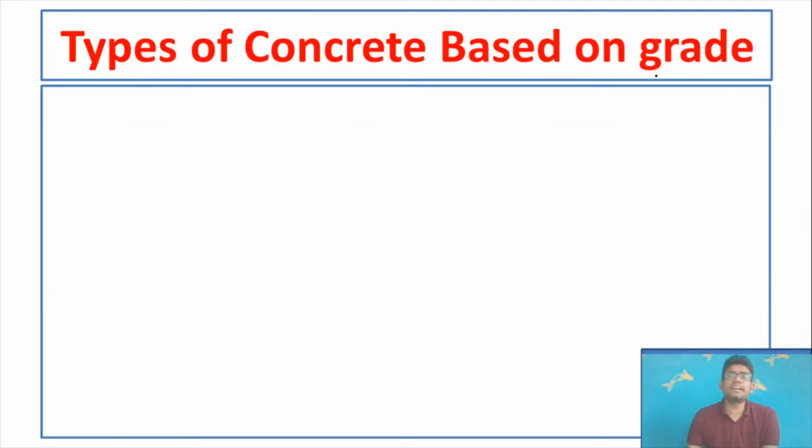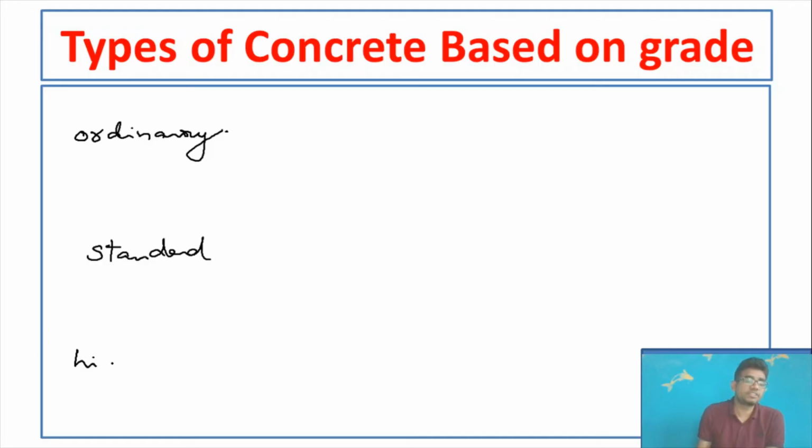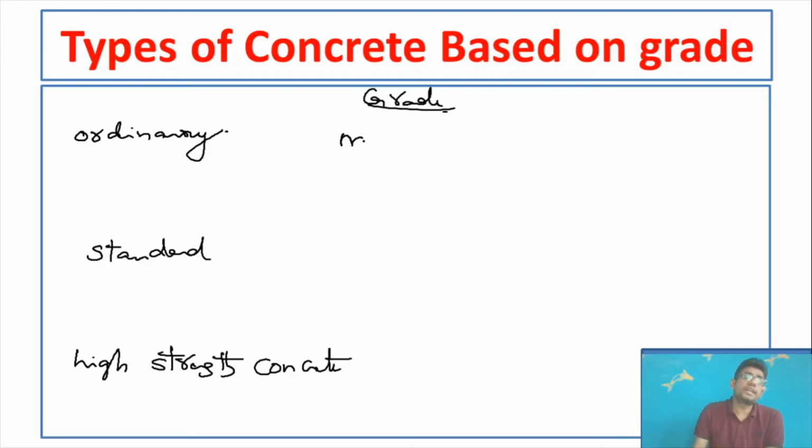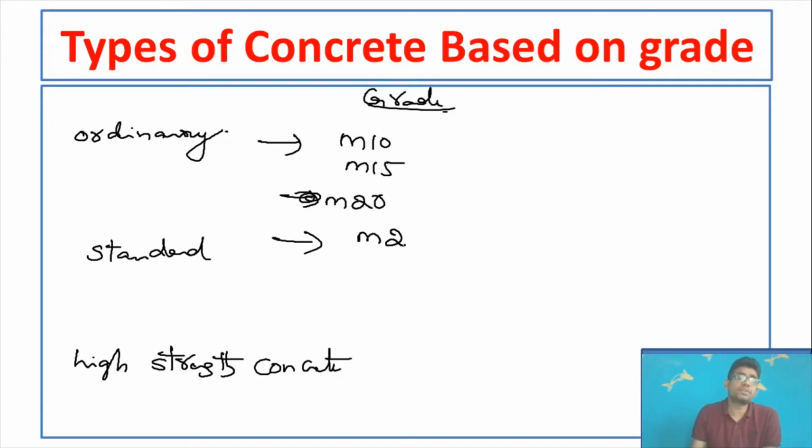Okay, now based on the grade of the concrete, it is classified into three types basically. They are ordinary concrete, standard concrete, and high strength concrete. So there are three types of concrete based on the grades. Suppose you take M10 and M15, that is called ordinary grade concrete. Then of course M20 is also ordinary grade of concrete. Then standard grade of concrete starts from M25 and ends with M60, and the grades greater than or equal to M65 are called high strength concrete.